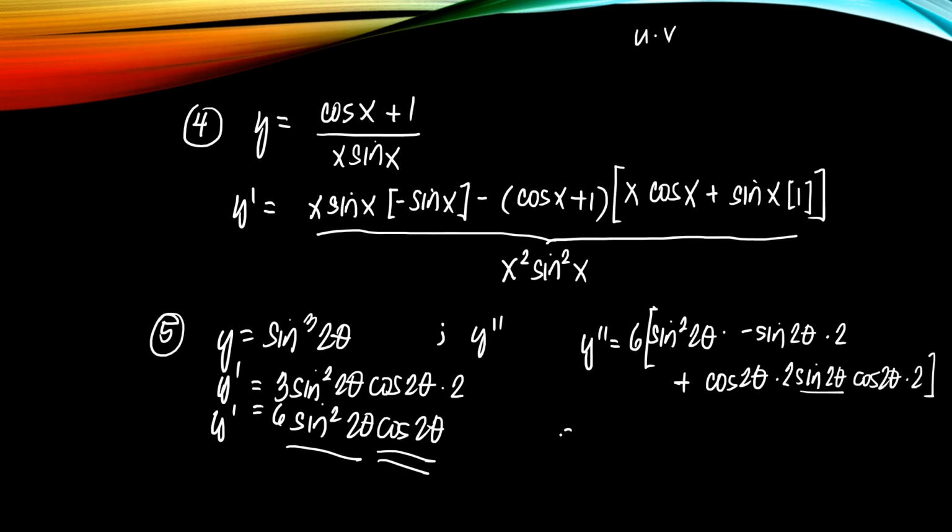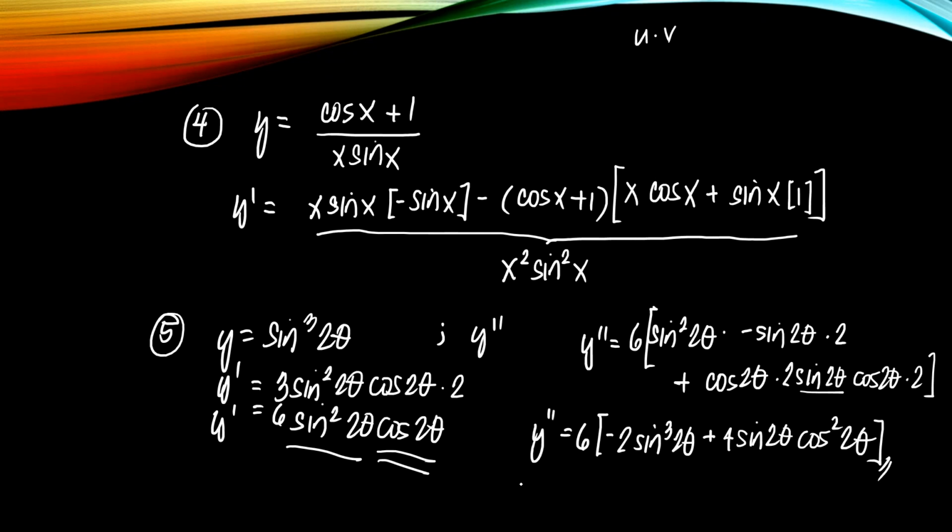So it's quite long. There's the 6 outside. I'll try combining these ones. Negative 2 sine cube 2 theta. This is plus 4 sine 2 theta cosine squared 2 theta. Oh, and then just, bring 6 in.